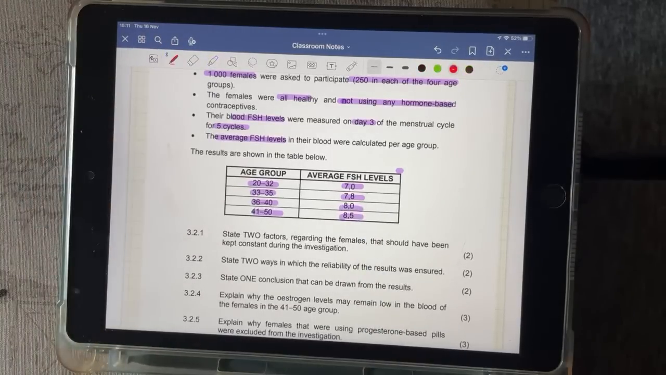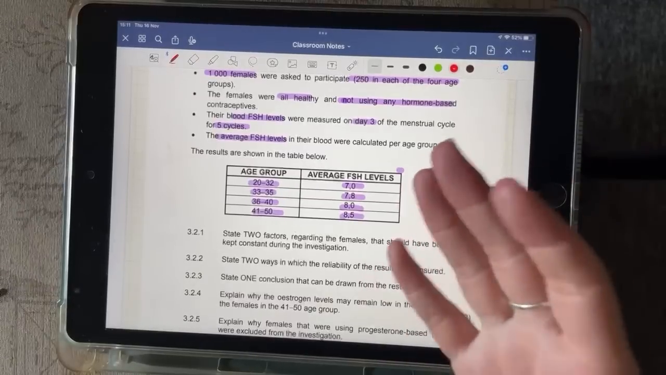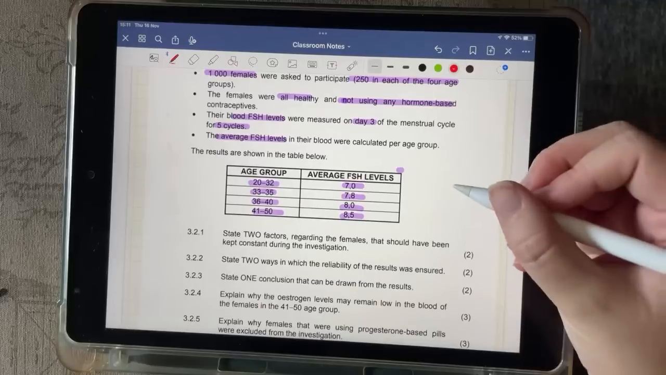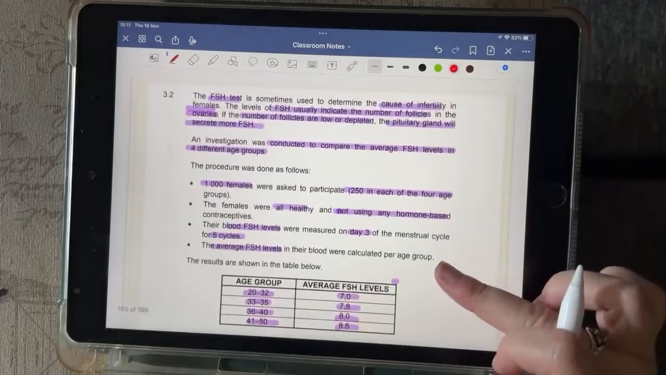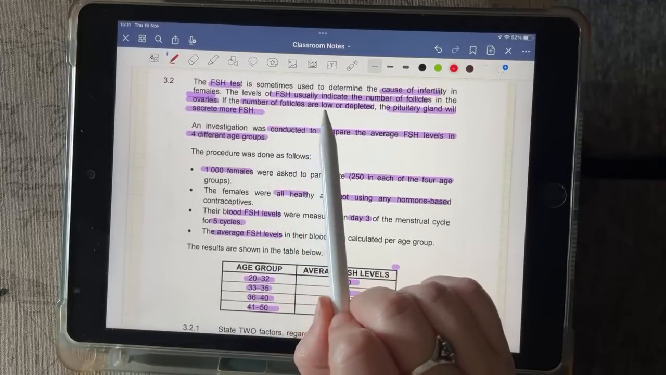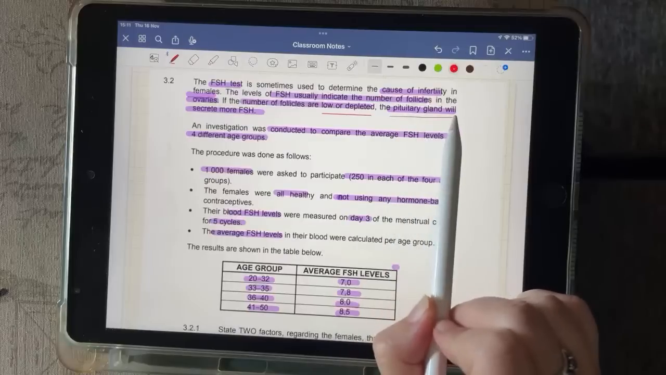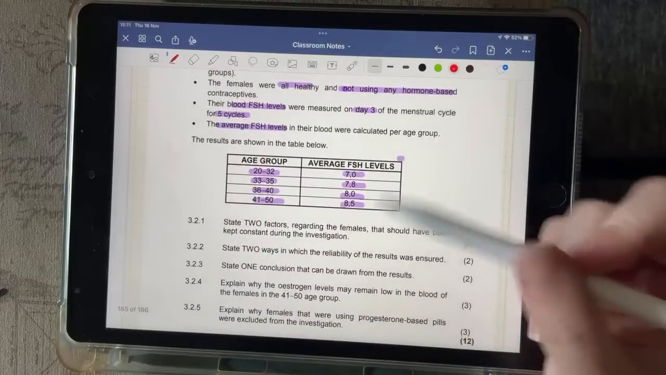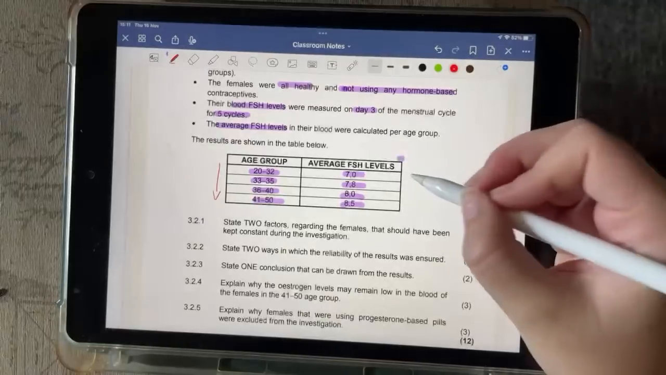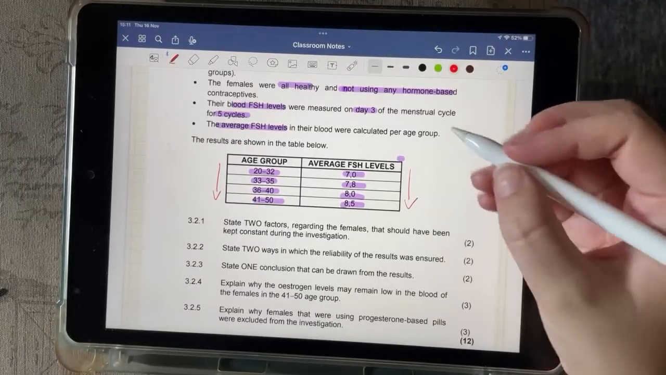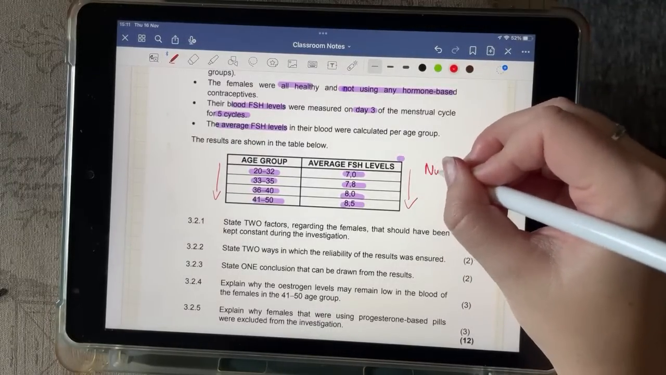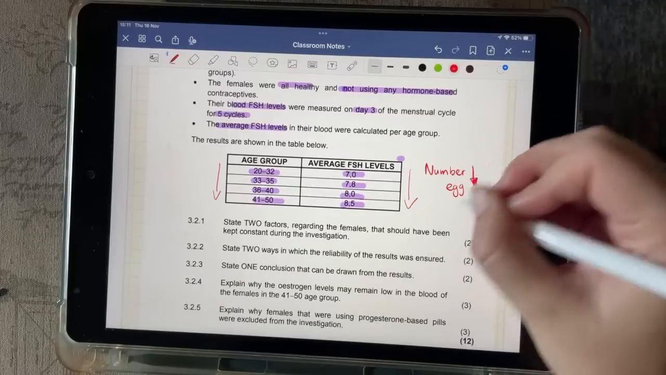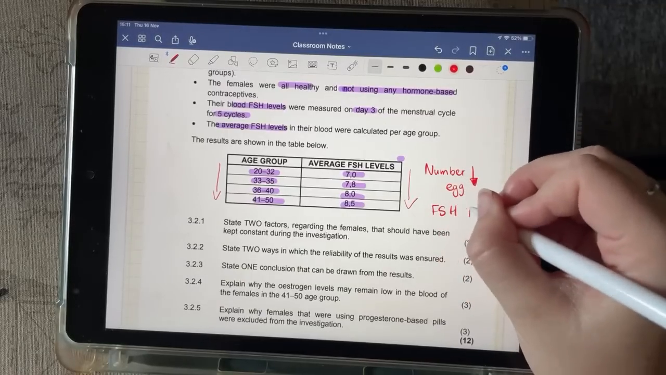So now you're probably like, ma'am, why is that? Because the body is trying to be fertile, right? Stay with me here. It's trying to be fertile. So as it said in the beginning of the paragraph, if the numbers of follicles are low or depleted, the pituitary gland will secrete more FSH, okay? So what's happening here is as you age, you make more FSH because the number of eggs is decreasing. So FSH tries to make more.